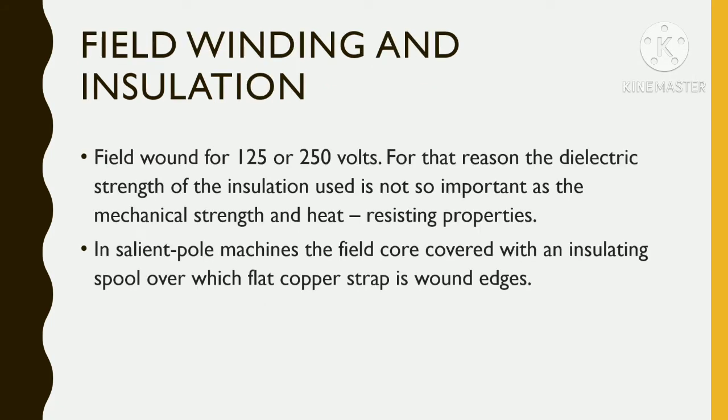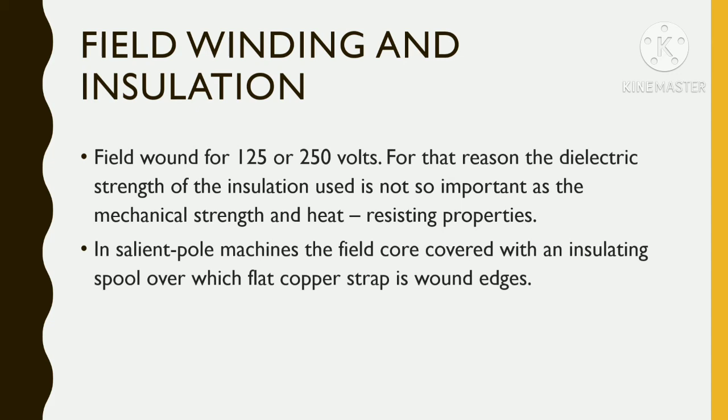Punta tayo sa field winding and insulation. Dito daw, field wound for 125 or 250 volts. For the reason, the electric strength of the insulation used is not so important as the mechanical strength and heat resisting properties. So, yung field winding daw niya is built for mechanical strength and heat resistance. Next, in salient pole machine, the field core is covered with an insulating spool over which flat copper strap is wound on edge.